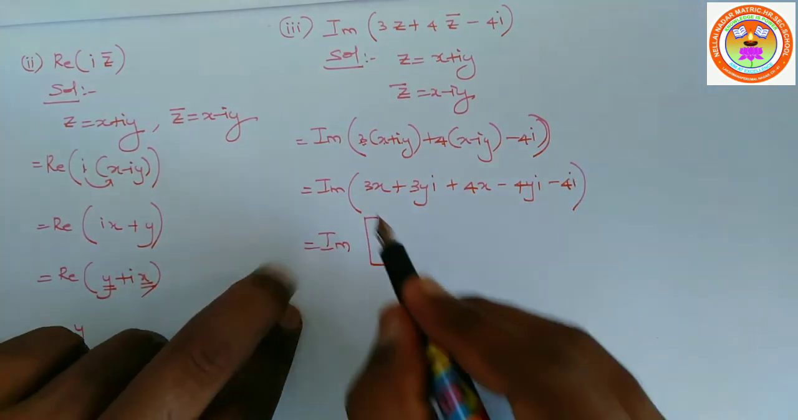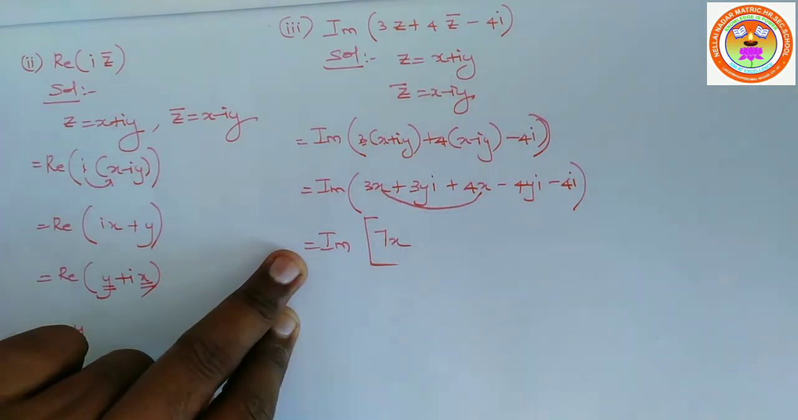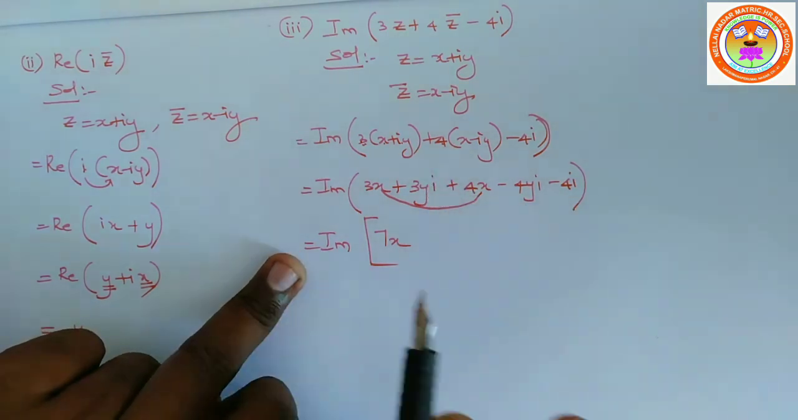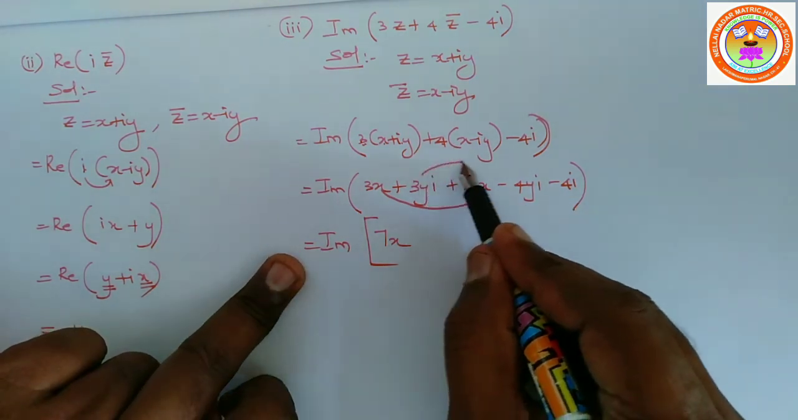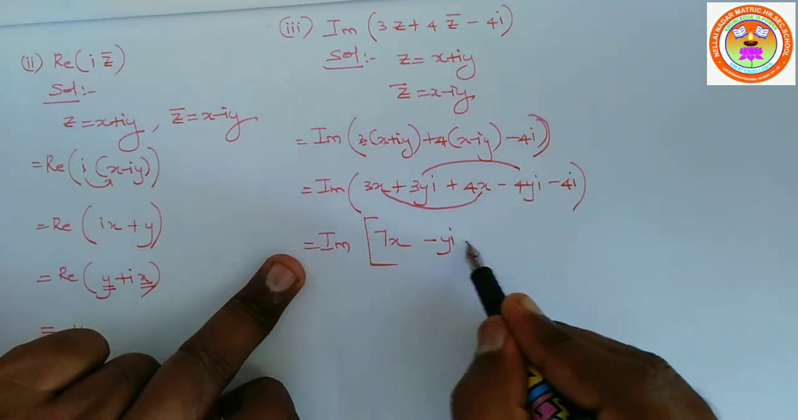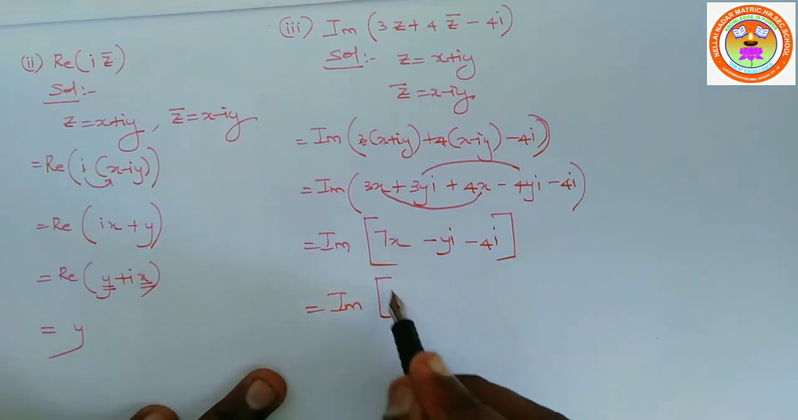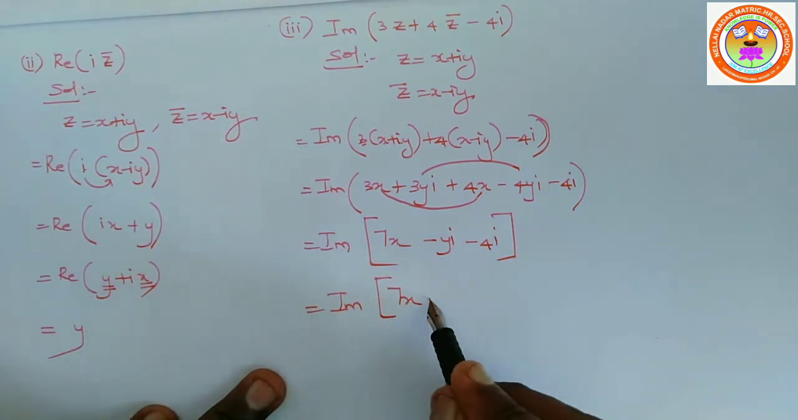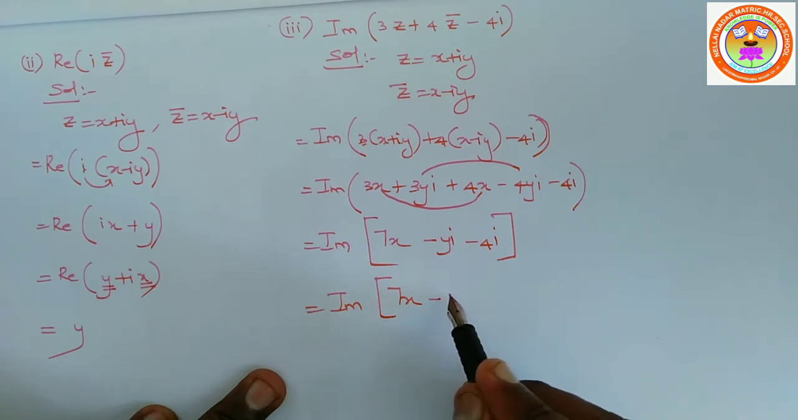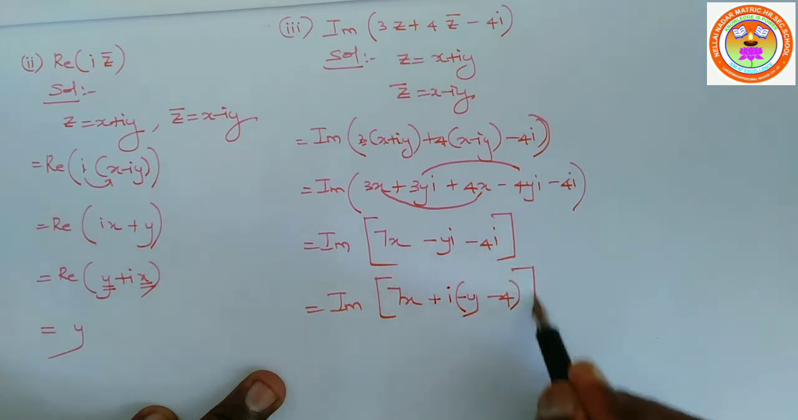Separate real. Which are real? 3x plus 4x is nothing but 7x. Is there any other real present here? No. Remaining all imaginary. 3yi minus 4yi we can write as minus yi. Remaining minus 4i. So now separate real and imaginary. Real is 7x, minus, I can take i outside, so it becomes minus y minus 4, close the bracket.